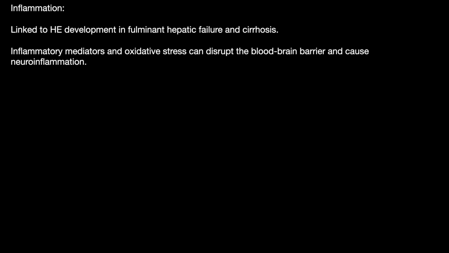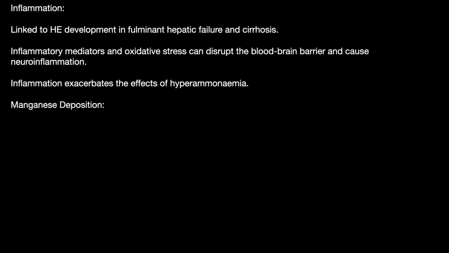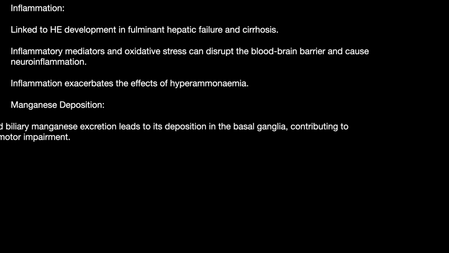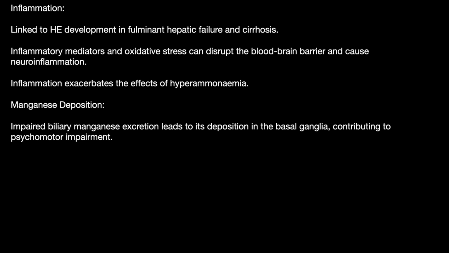Inflammation is a very important factor. Inflammation is linked with hepatic encephalopathy in fulminant hepatic failure as well as in cirrhosis. So in that context, it is something which you will find more common with acute and chronic liver failure. Inflammatory mediators and oxidative stress can disrupt the blood-brain barrier, causing neuroinflammation. Inflammation exacerbates the effects of hyperammonemia, and you also have manganese deposition. Impaired biliary manganese excretion leads to deposition in the basal ganglia, contributing to the psychomotor impairment.